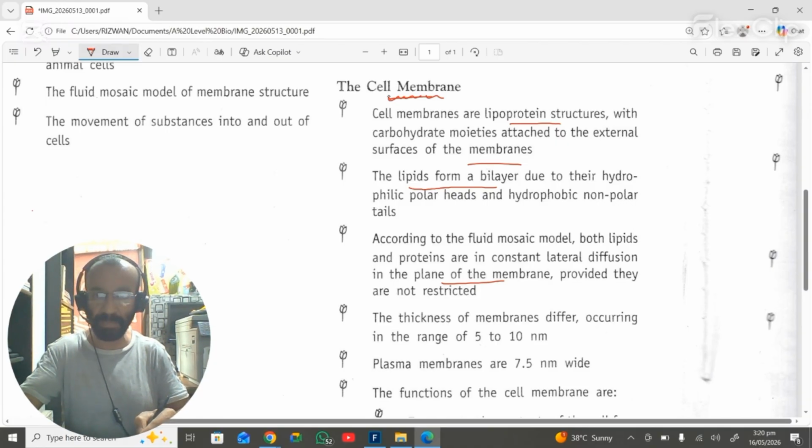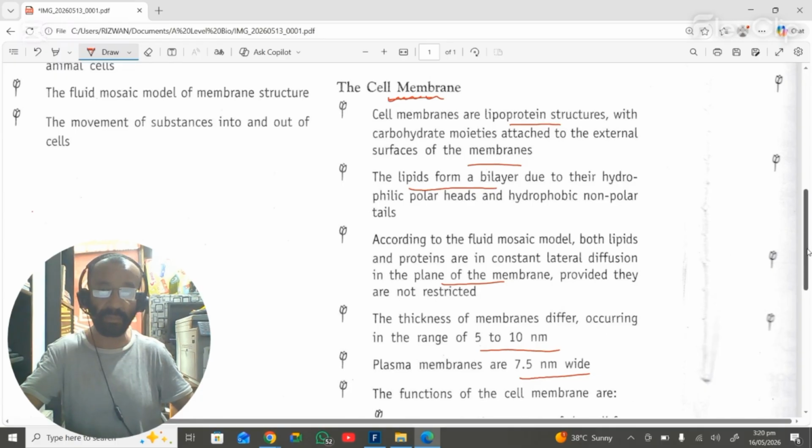The next point to remember about the cell membrane is that the thickness of the membrane differs, occurring in the range of 5 to 10 nanometers, and the plasma membrane is 7.5 nanometers wide. So these are the features of the cell membrane.